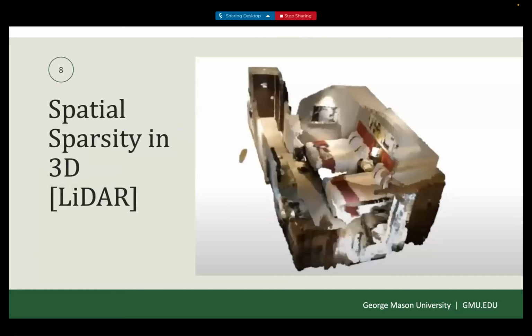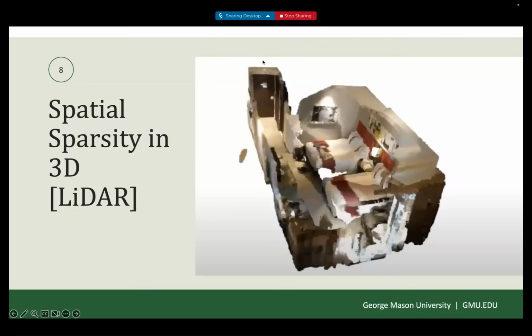I have covered this before, but I wanted to go over this again. When you think of 3D representations, this is sparse. Even if you think of this room as a 3D structure, a lot of space in this room is empty except for this table, TV, and all the walls. So this is a point mesh, a LiDAR scan of a room.